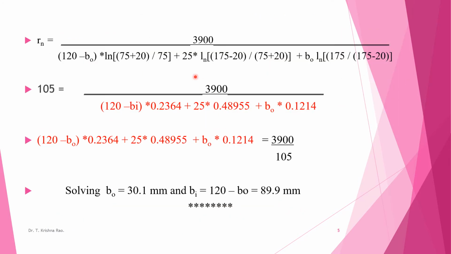Substituting all this in this equation and the Rn value we know, we can solve for B naught. I brought the entire denominator to the left side first, then 3900 divided by 105, then further simplify, we get B naught as 30.1 and Bi is 120 minus B naught, which is 89.9 mm. Very simple problems.